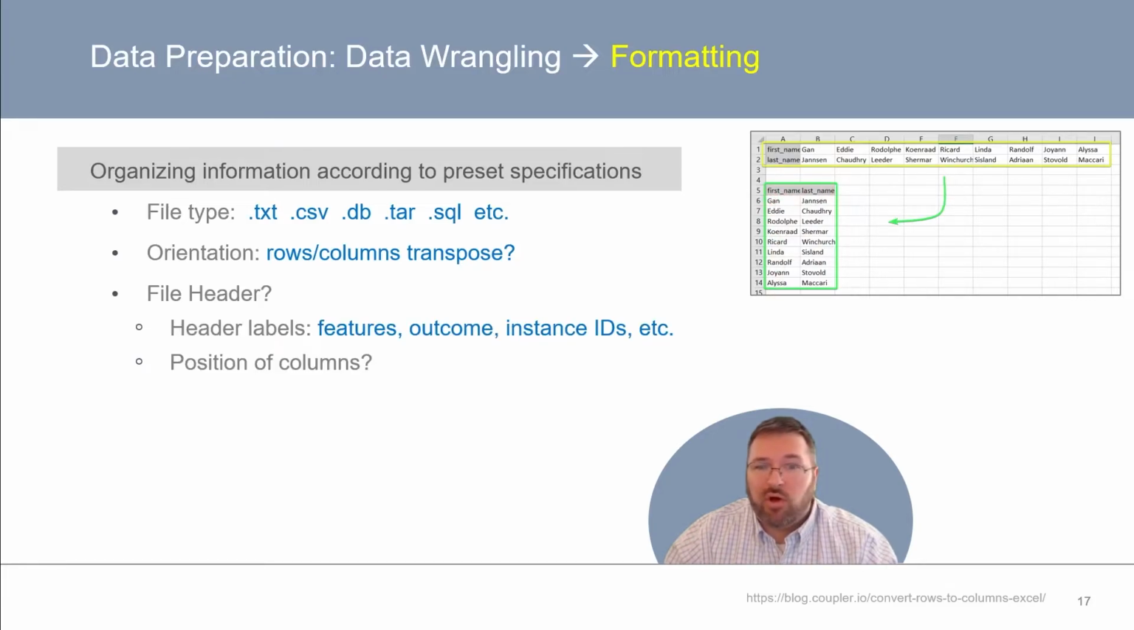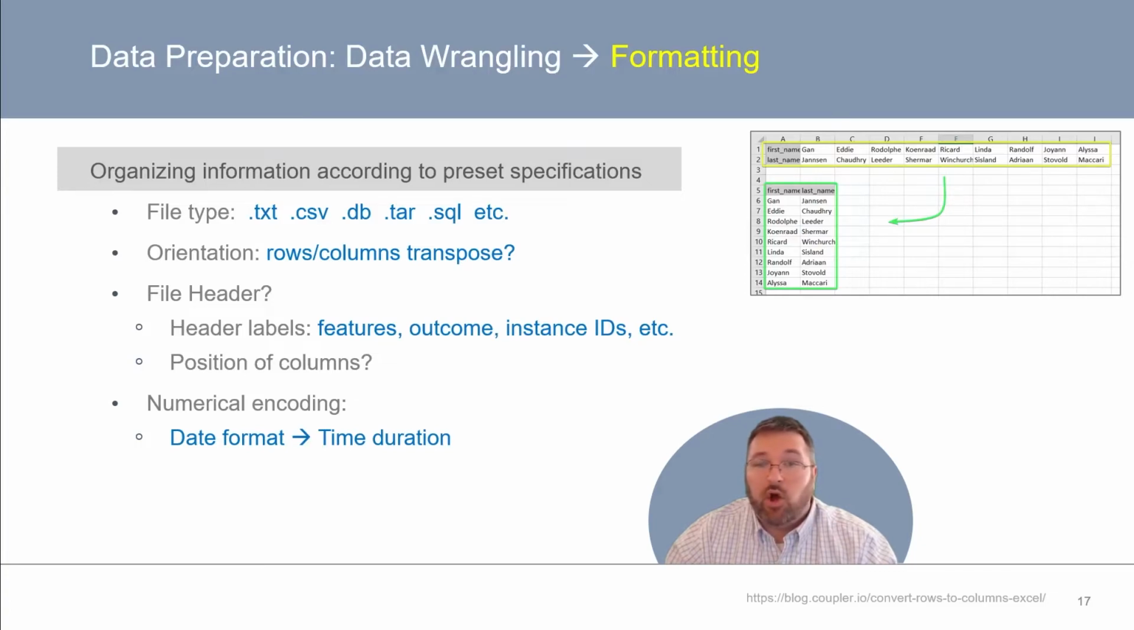Formatting can also involve whether a header is included in the data file, and what header labels are expected or allowed, for example, features, outcome, and maybe instance IDs, and whether columns have to be arranged in a certain order or position in the dataset. For example, outcome might need to be placed in the first column and all features coming after it.